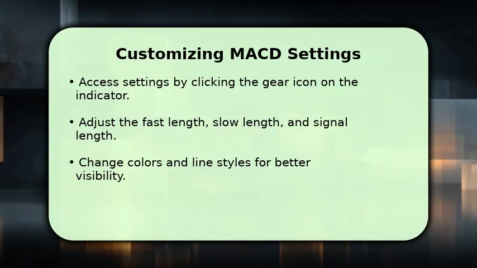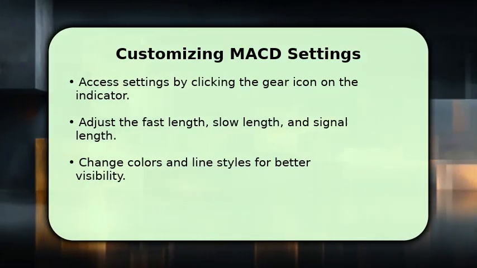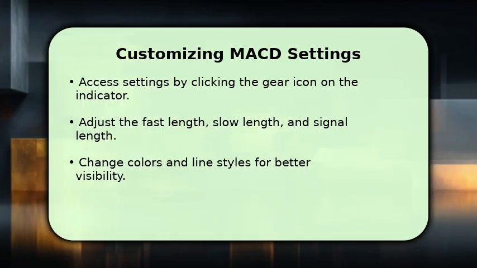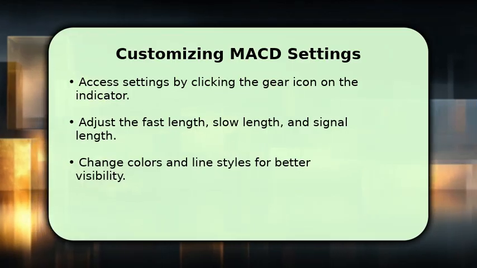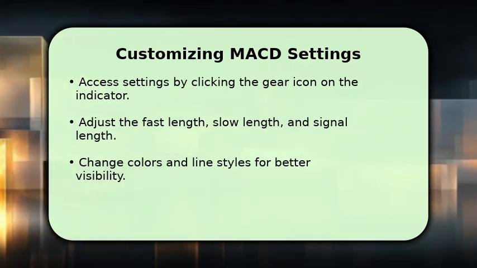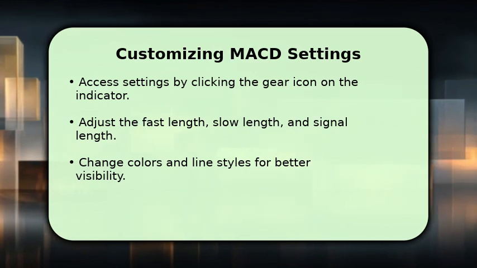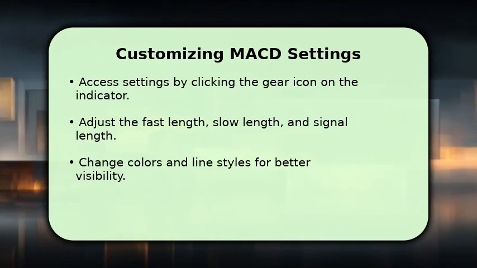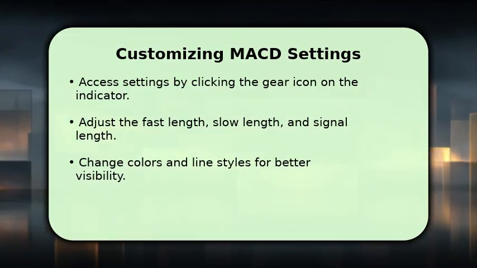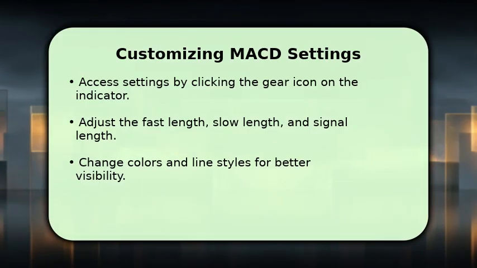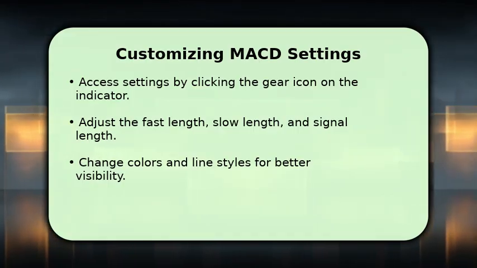You can easily customize the MACD settings to suit your trading strategy. Click the gear icon next to the indicator name on your chart to open the settings menu. Here, you can adjust the fast length, slow length, and signal length, typically set to 12, 26, and 9 respectively. You can also modify the colors and line styles of the MACD, signal line, and histogram for improved visual clarity.